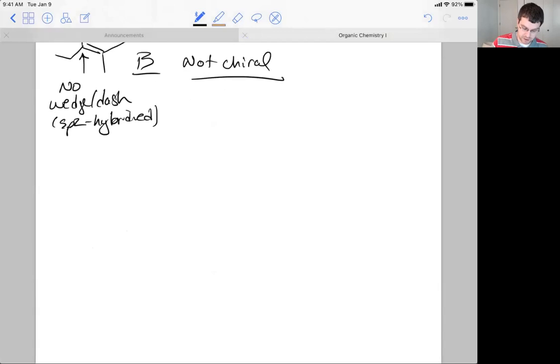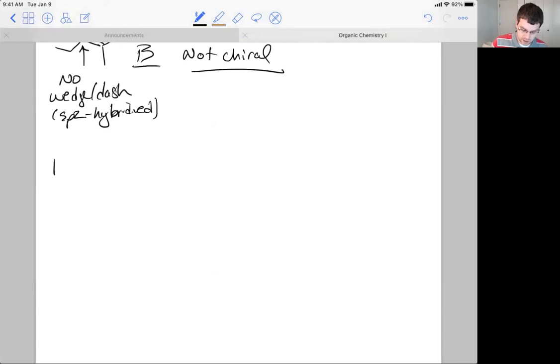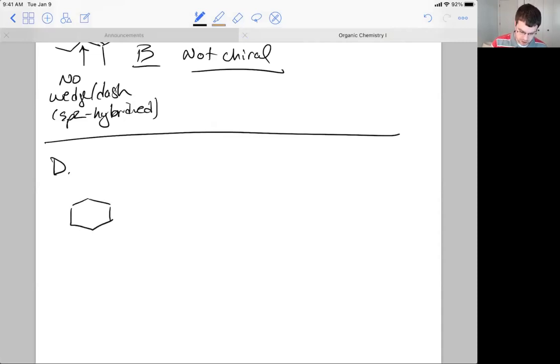Okay, D is actually fairly similar, except that we have a stereocenter in the haloalkane. So it's worth doing, but there is a nuance to it because it's a ring.